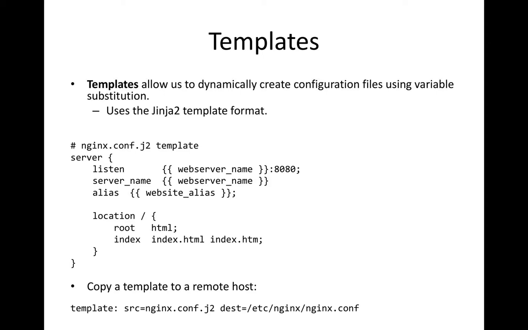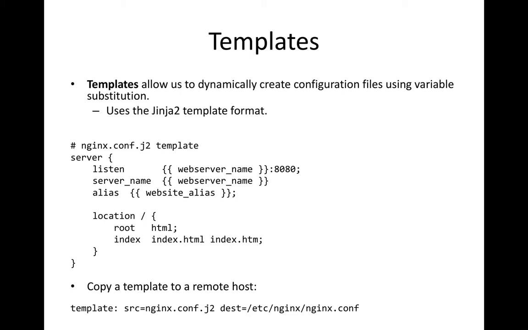We can specify and use the template module within tasks. The template module allows us to dynamically create configuration files and use variable substitution to build configuration files. And this is a very, very common pattern when we're managing the configuration files associated with services on a system. So for example, we might have an Nginx web server that we've installed in a system. The Nginx web server uses a configuration file called the nginx.conf file.